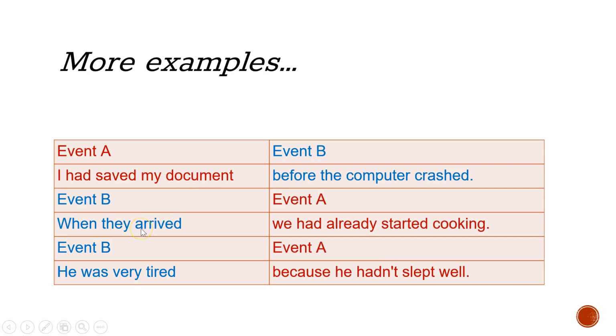Let's look at the second example. When they arrived, we had already started cooking. In this situation, you started cooking first and then they arrived. In the last example, he was very tired because he hadn't slept well. Here, again, the event that occurred in the further past is him not sleeping well, resulting in him being very tired. Thus, not sleeping well uses the past perfect tense.